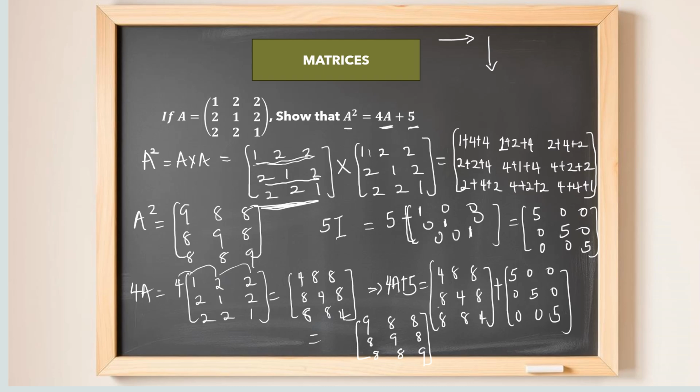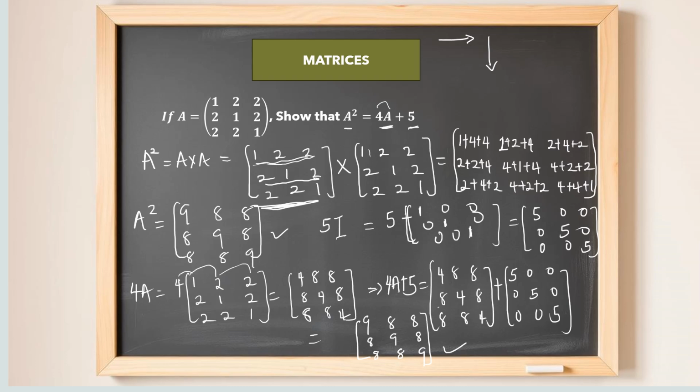Now let's confirm this against A squared. You can see we have 9 8 8, 8 9 8, 8 8 9. So what I just did was a 3 by 3 multiplication of matrices, which I got and simplified to be this, A squared. And here we have 4A plus 5I. I multiplied my scalar with the matrix A. This is what I did here, and I got 4 8 8, 8 4 8, 8 8 4.